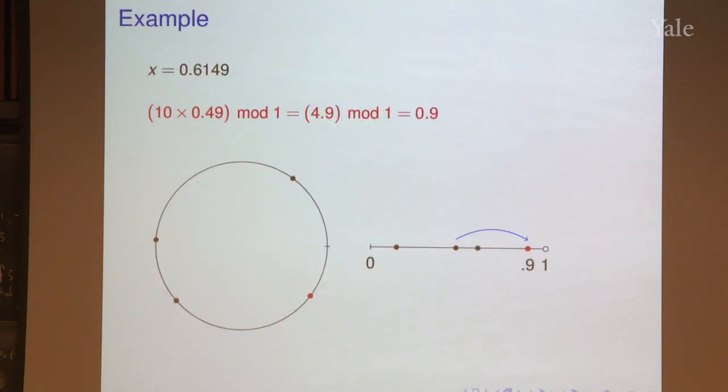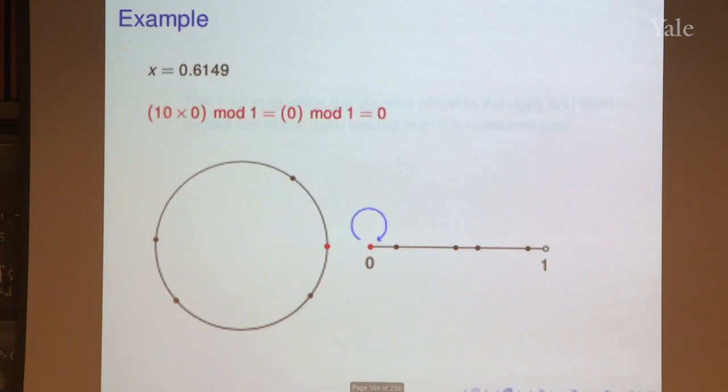Once again, I multiply by 10, 4.9. I get rid of the 4, leave the 0.9. And then finally, I multiply 0.9 by 10, I get 9. 9 is an integer. There is no fractional part left. So when I reduce mod 1, I just get back to 0. And then once I'm at 0, I just keep getting 0 over and over again forever. No matter how many times I plug this back into the same transformation, I'm always going to get 0 out.